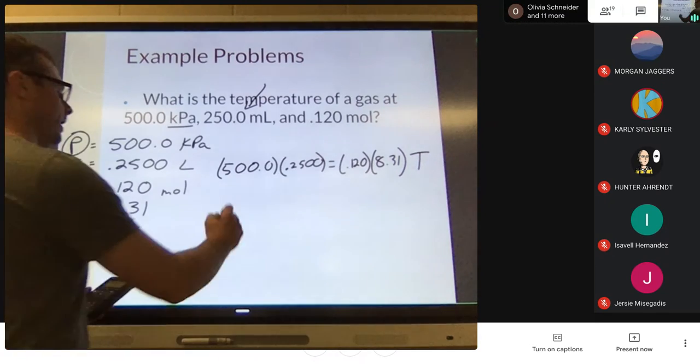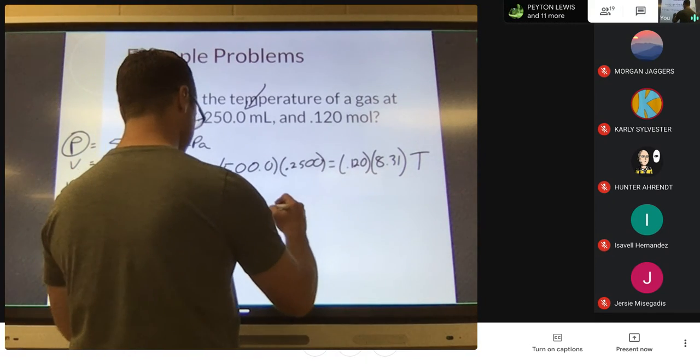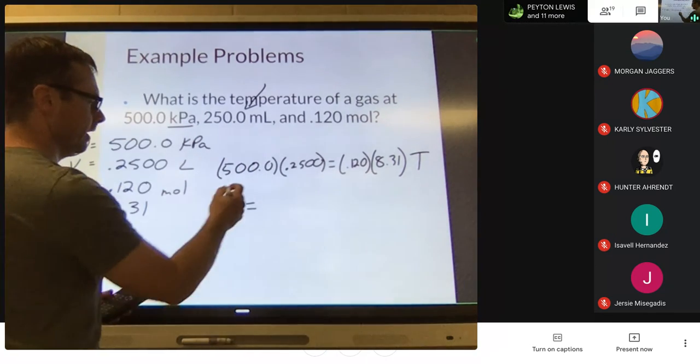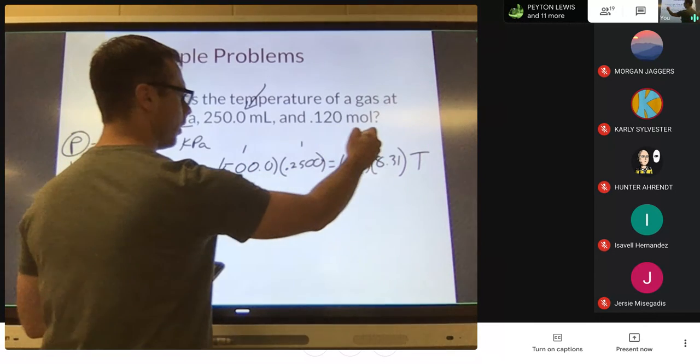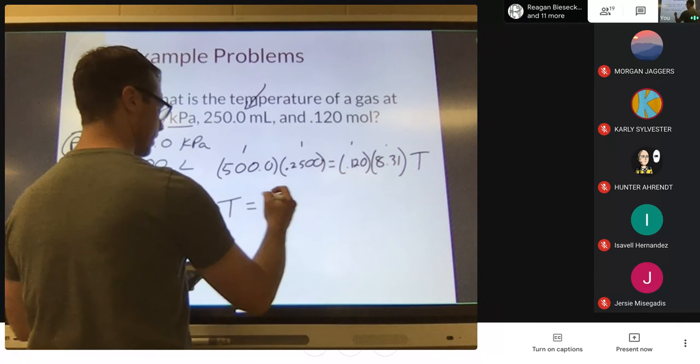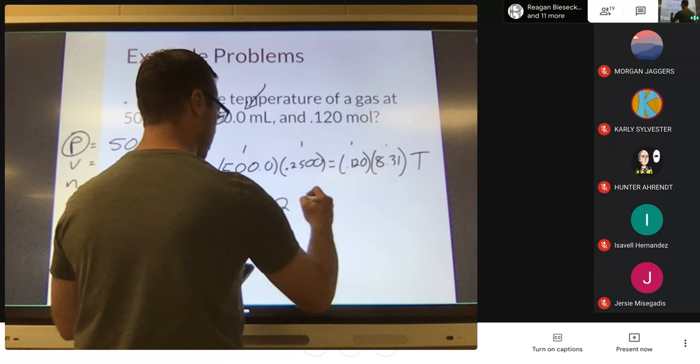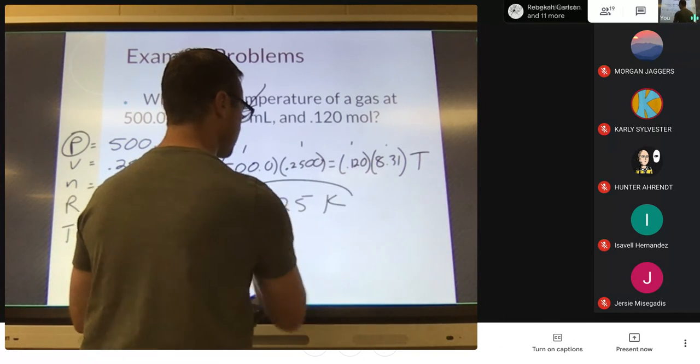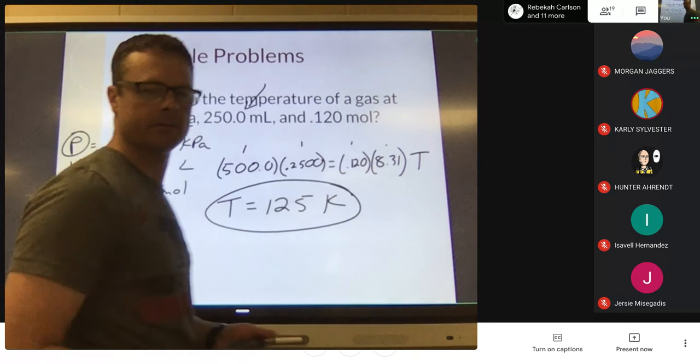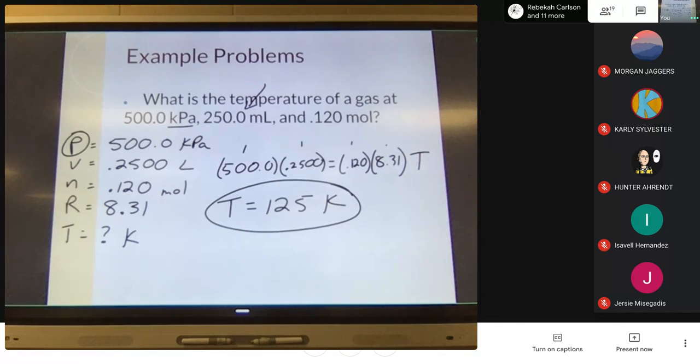Okay, when I get done, temperature is, looking at our sig figs, 4, 4, 3, and 3. We're going to have 3 sig figs here, so I got 125 Kelvin, which turns out to be pretty dang cold. Okay. All right. There you go.